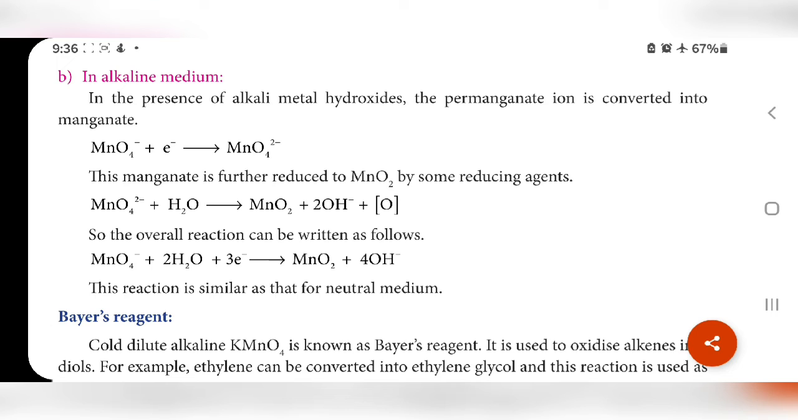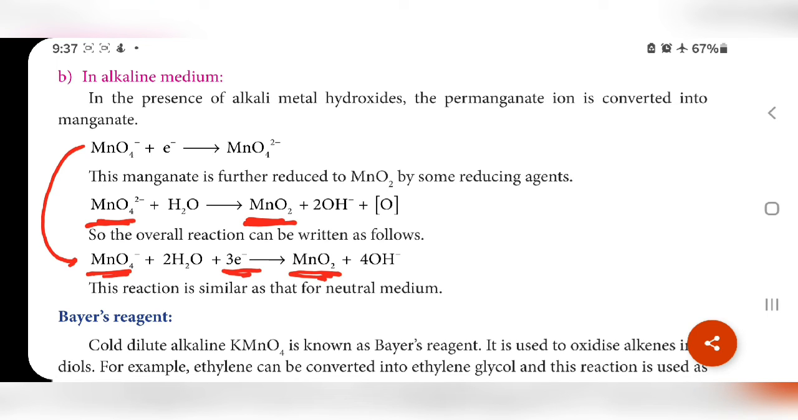This manganate is further reduced to MnO2 by some reducing agent. So the overall reaction can be written as this: MnO4 minus gains electrons and is converted into MnO2.